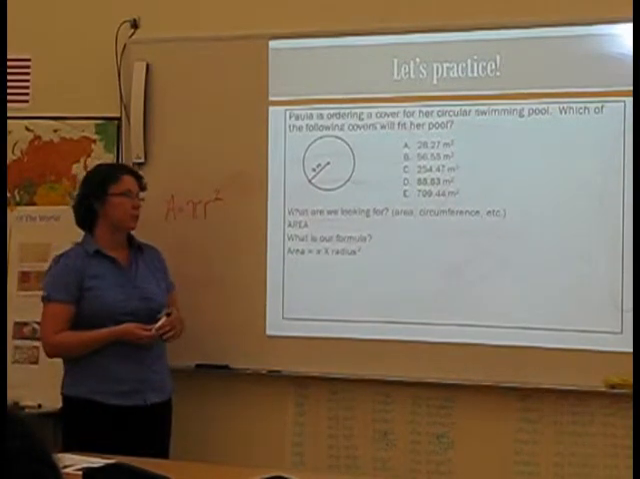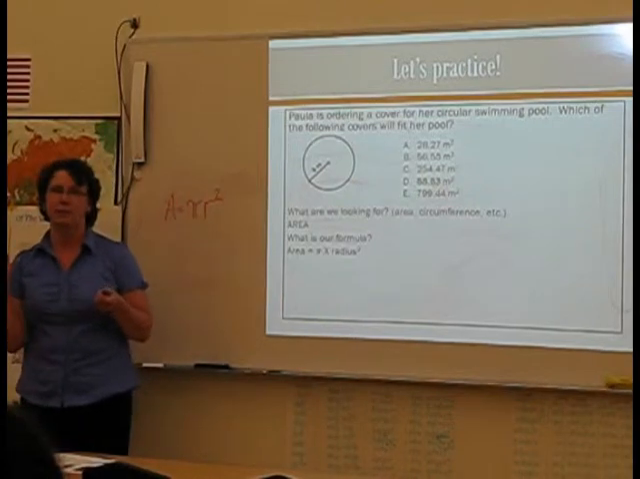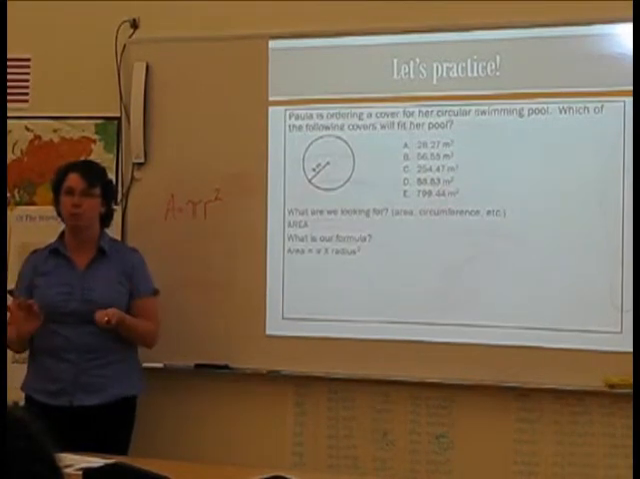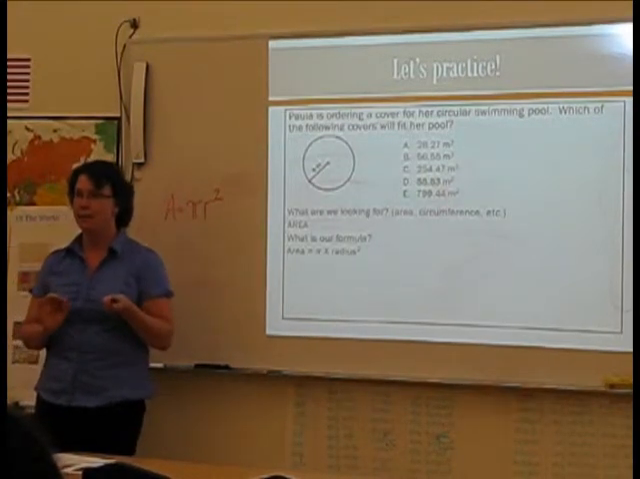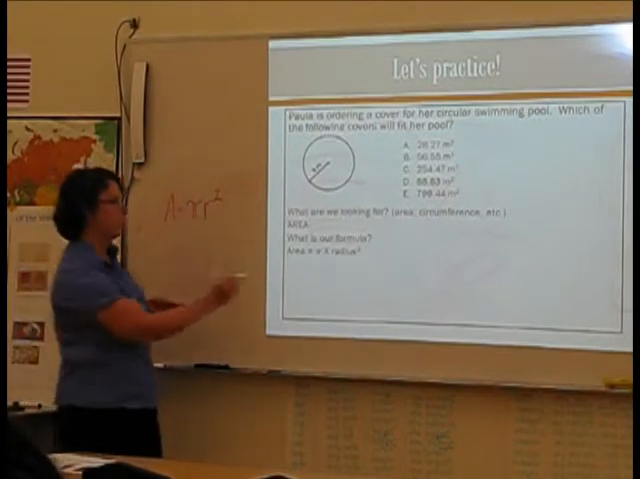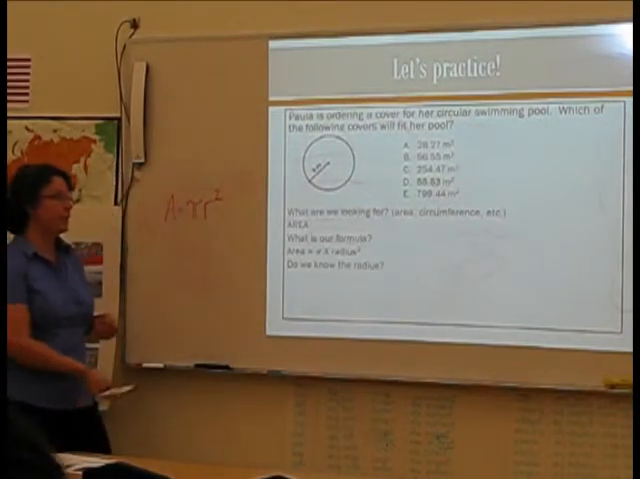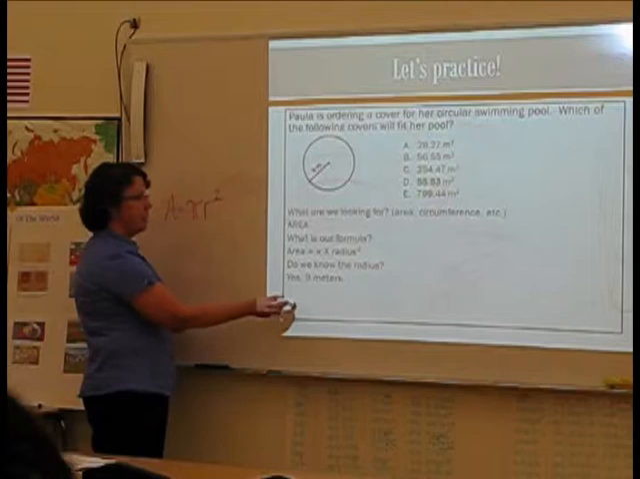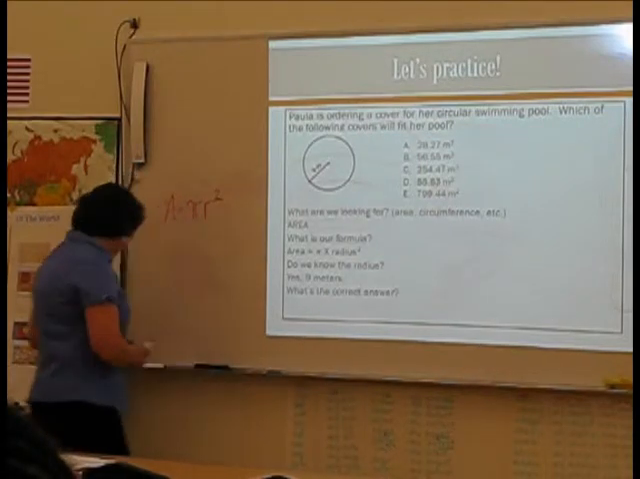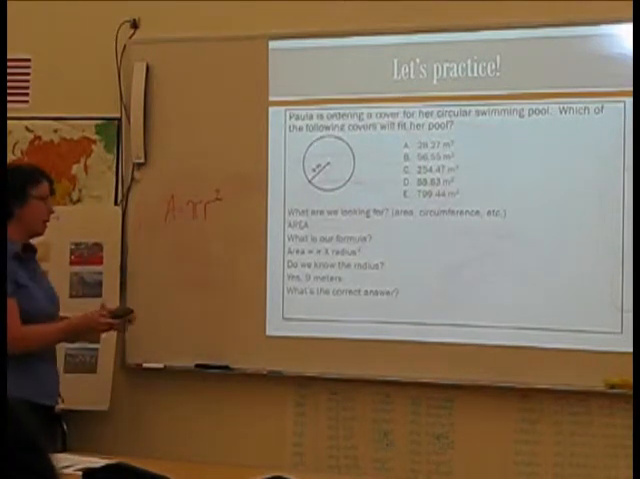Pi times the radius squared. And I'm just going to say this again, just in case this escaped anyone, you don't have to memorize the formulas. You will have access to them on both parts of the math test. Do we know the radius? We surely do. It's 9 meters. What's the correct answer? Okay, let's do it together. Somebody want to talk me through it?